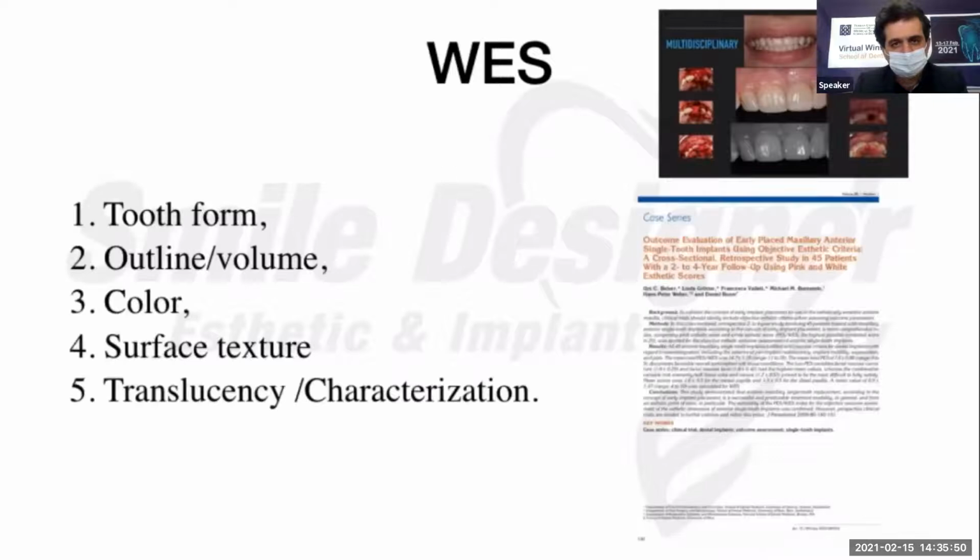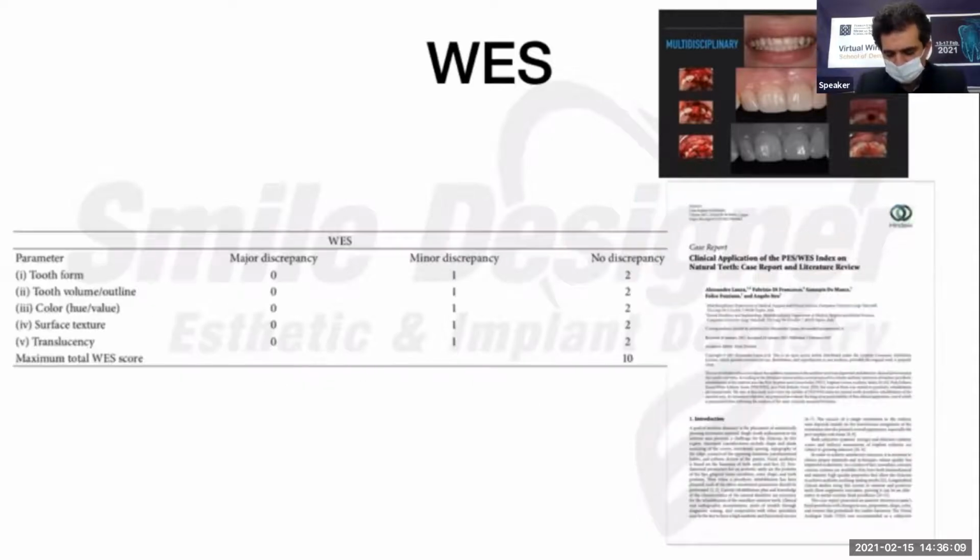White aesthetic score: Belser and colleagues developed the white aesthetic score to measure implant prosthetic conditions according to 5 variables: tooth form, outline and volume, color, surface texture, and translucency and characterization. Alessandro Lanza and colleagues, like Belser, measured the tooth conditions according to these 5 variables.